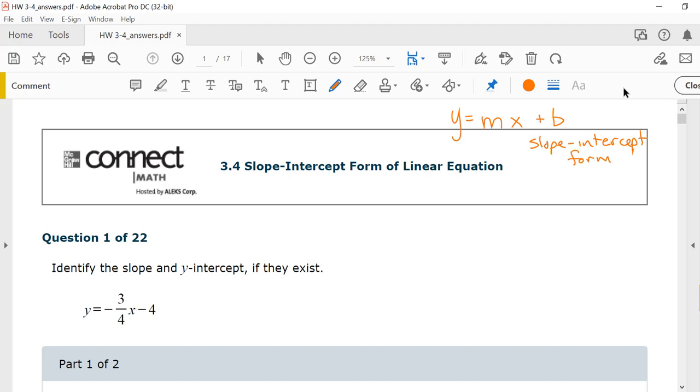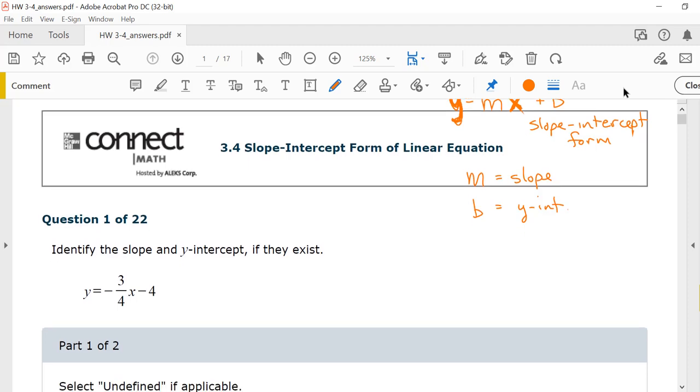It's called that because m is the slope and b is the y-intercept. So again, you're always going to see the y and the x, but the m and the b are the numbers. The m is the slope, so the number in front of the x is the slope, and then the b out to the side, that's your y-intercept.